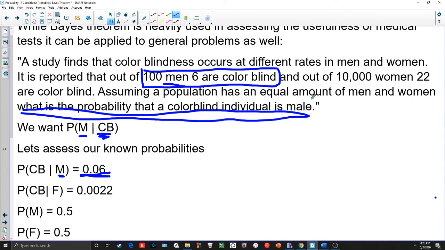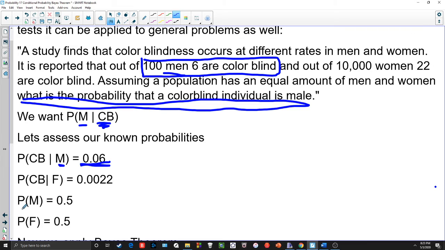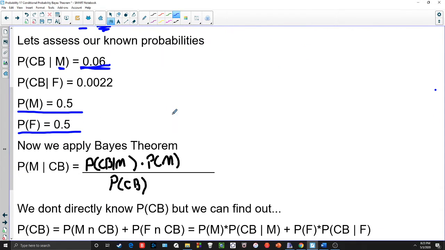It also says you have an equal amount of men and women, so we know that the probability that you're a male is 50%, probability that you're a female is 50%. That doesn't tell you explicitly in the word problem, but you can make that assumption when it says an equal amount of men and women. Chance of male, chance of female are both 50-50. So let's go ahead and apply Bayes' theorem here.